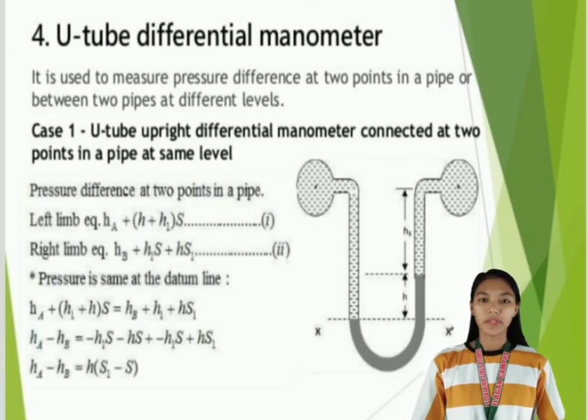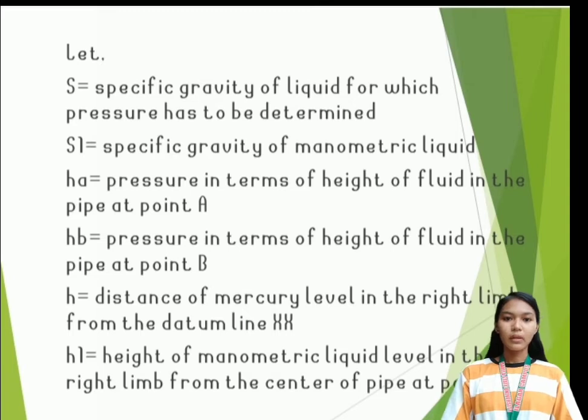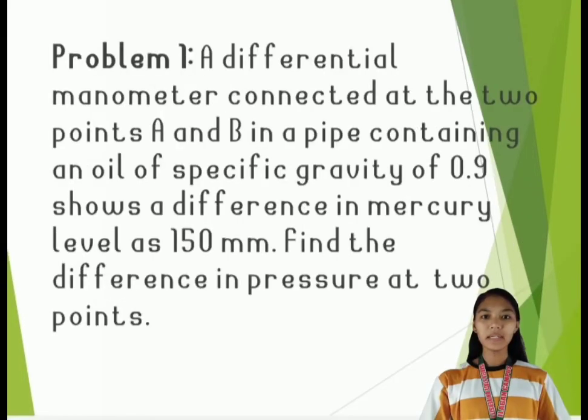So, there is an equation there. Let S is equal to the specific gravity of liquid for which pressure has to be determined. S1 is equal to the specific gravity of manometric liquid. HA is equal to pressure in terms of height of fluid in the pipe at point A. HB is equal to pressure in terms of height of fluid in the pipe at point B. H is equal to the distance of mercury level in the right limb from the datum line XX. H1 is equal to the height of manometric liquid level in the right limb from the center of pipe at point B. So here is an example.